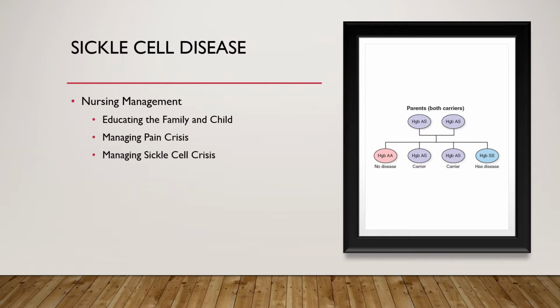Realize sickle cell is a genetic inherited disorder from both parents. This is a little slide here where both parents are carriers of the disease. So every pregnancy, if both parents are carriers, there's a 25% chance the child will have no disease at all, 50% chance they'll be carriers, and 25% chance that the child will have sickle cell disease. And so genetic counseling is very important with these kids.